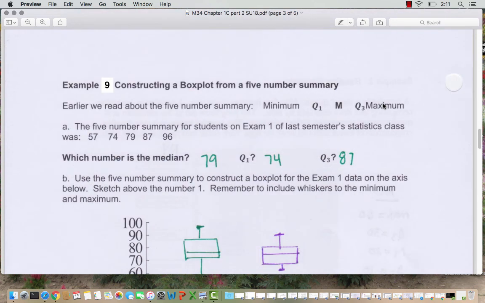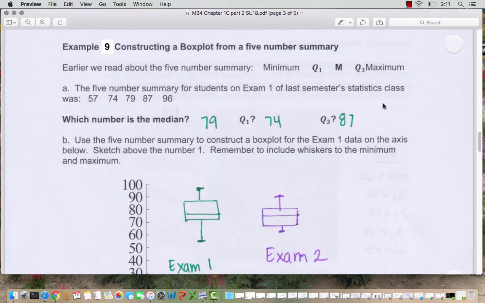So if we want to draw our own box plot from the 5-number summary by hand, we can start with our 5-number summary. So we've got 57, which is the min, 74 is quartile 1, 79 is the median, 87 is quartile 3, and 96 is the max. So if we want to know which number is the median, we can say right away that's 79, first quartile is 74, third quartile is 87.